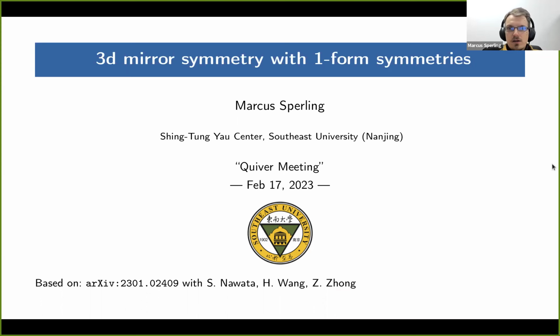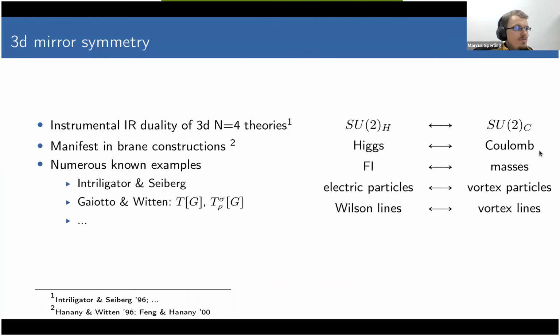So let's recall 3D mirror symmetry, which probably needs no introduction here, but let me just be brief about it. It is one of the very important IR dualities we know for 3D N=4 theories. And thanks to various works, including Amihay's, we have a very nice brane construction for many of the examples. And by now, there's a host of 3D theories for which we know the 3D mirror dual. Those go dating back to the very early papers, and then we have the very present, or omnipresent, theories like T_rho^sigma and the TG theories.